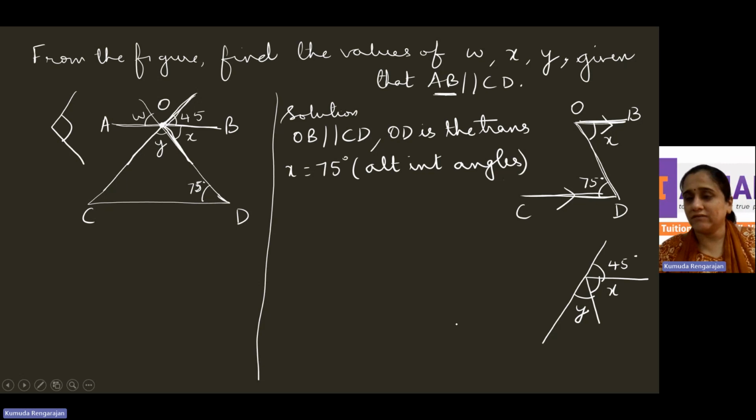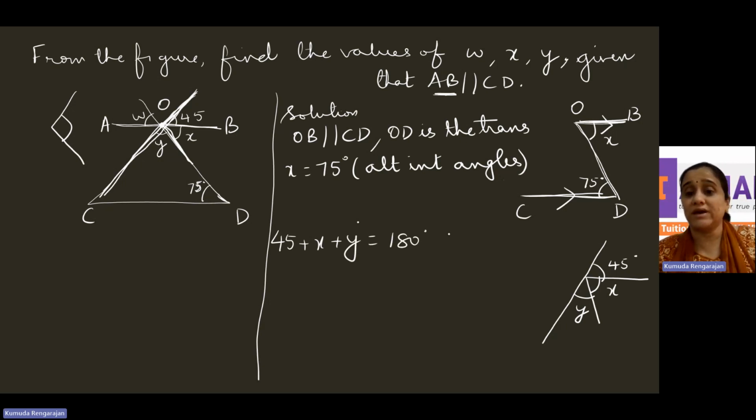I'm not drawing anything for my convenience. I'm showing exactly what is here. See, there's a straight line. This one is a straight line. And on the straight line, we have three angles, 45, X and Y. So what will be the sum of these angles? 45 plus X plus Y is equal to 180.